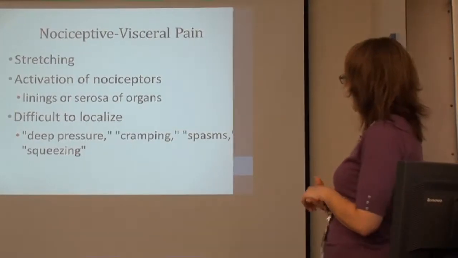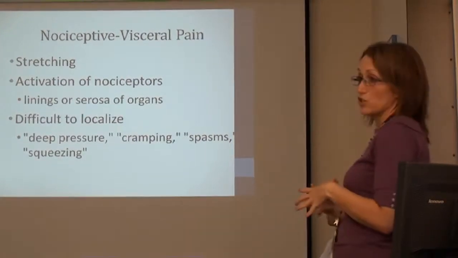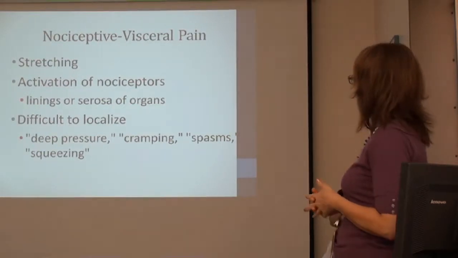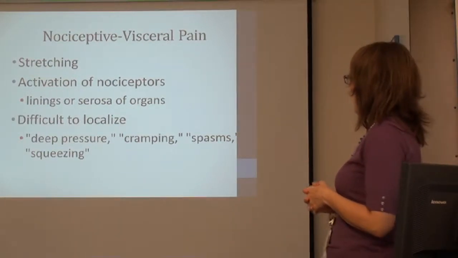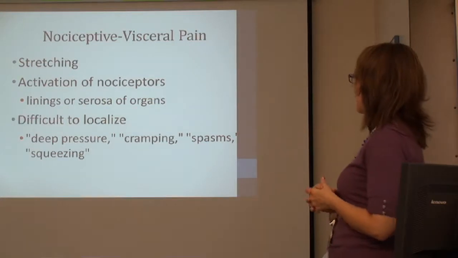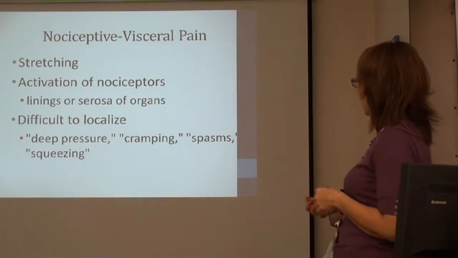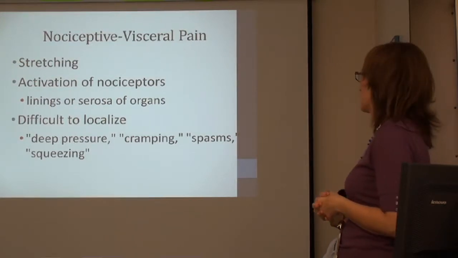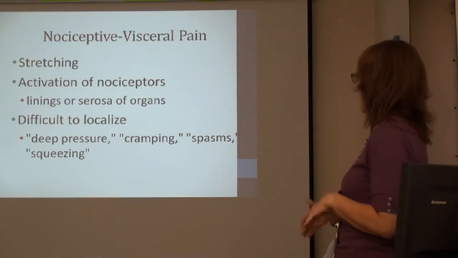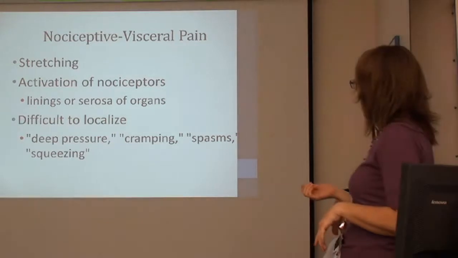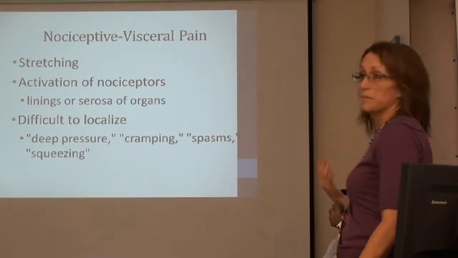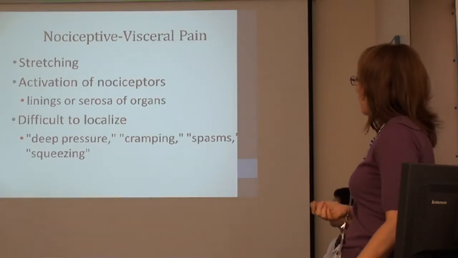So visceral pain, we're talking about stretching of visceral organs like the capsule of the liver. Activation of the nociceptors in the linings of the serosa or organs will cause this type of pain, and it can be very difficult to localize. So they could say stuff like deep pressure, it's cramping, and it's spasms, squeezing. Someone who has bowel pain, a lot of spasms and cramping is what they will describe.